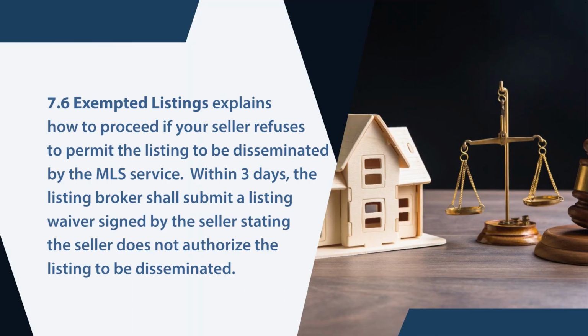MLS Rule 7.6, Exempted listings. Explains how to proceed if your seller refuses to permit the listing to be disseminated by the MLS service. Within 3 days, the listing broker shall submit a listing waiver signed by the seller stating the seller does not authorize the listing to be disseminated.